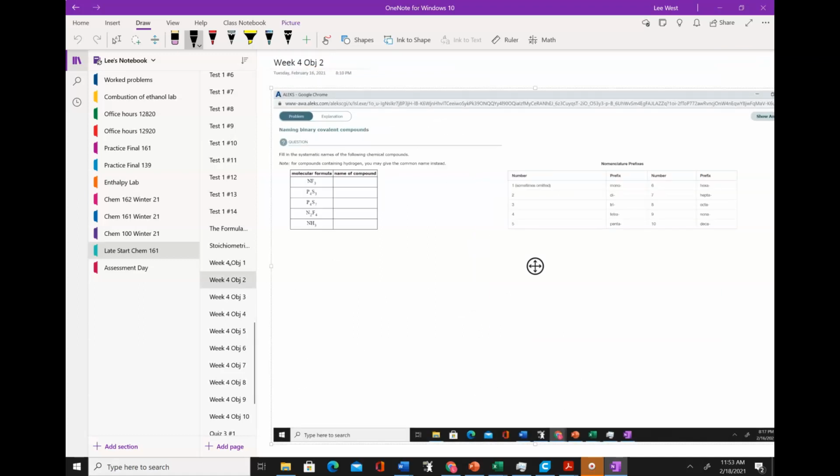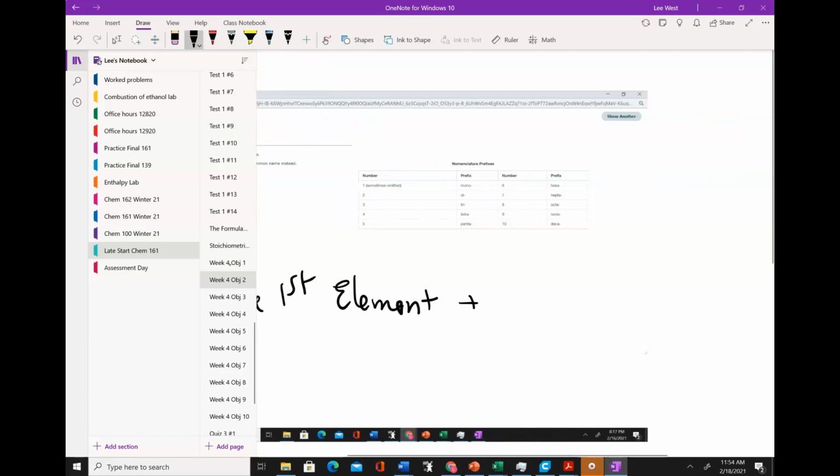Okay, so this is about naming covalent compounds or molecular compounds. And how we name a covalent compound is we give the name of the first element unaltered. So we give the name of the first element. You don't do anything to change it.